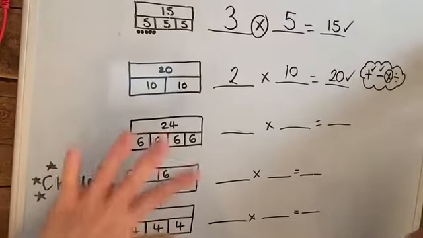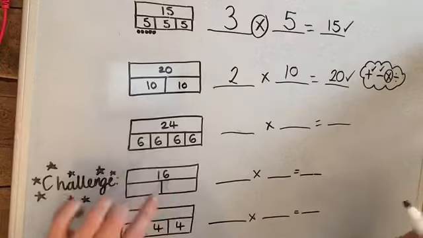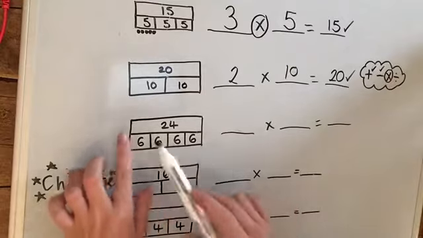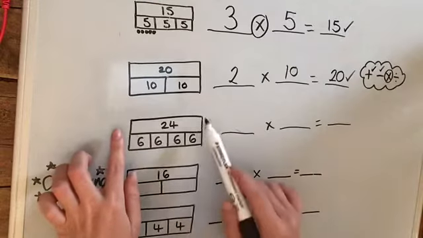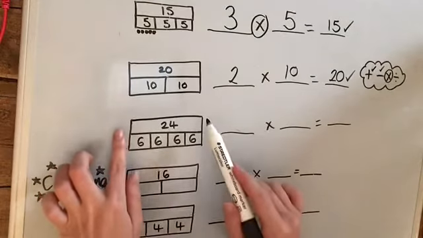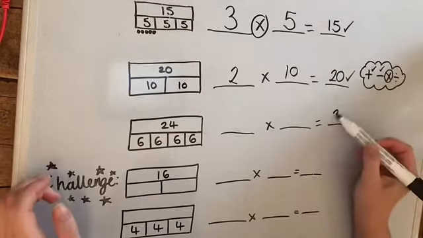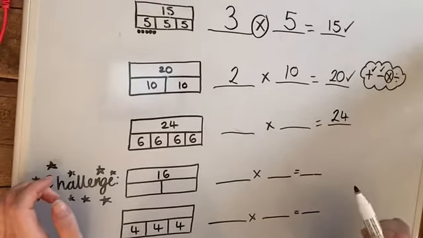Are you ready? Pause. Right, let's see how you got on. Well, the top bar is the largest number. It's 24, so that's telling me my total. I can add that in here.